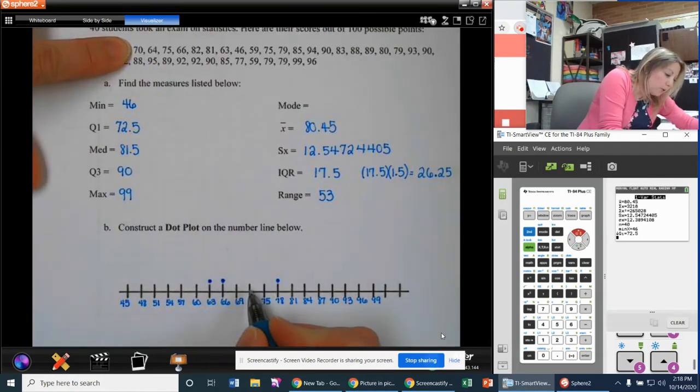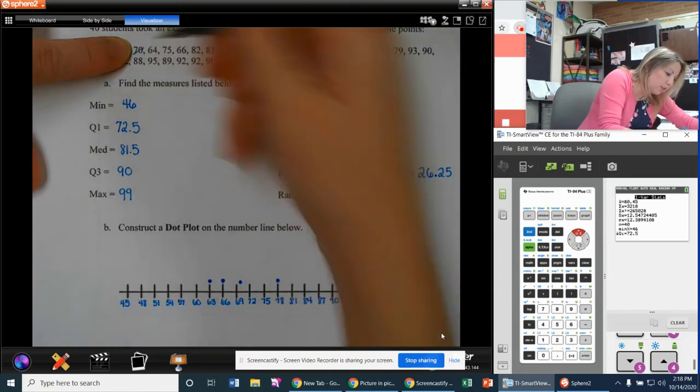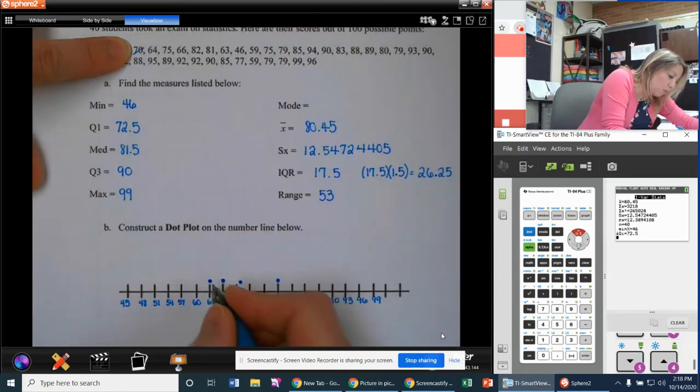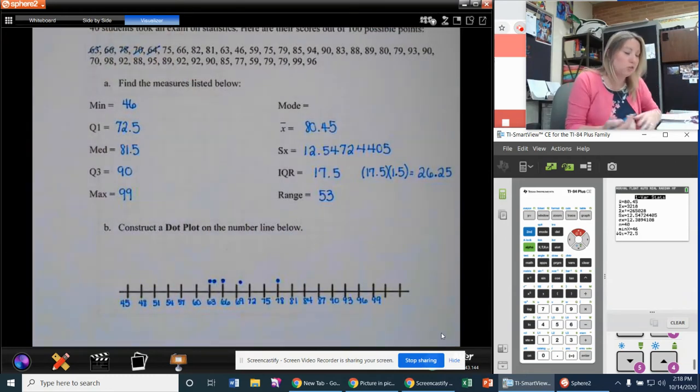Now, if we think about it, there's 1, 2, and then the 3, right? So here is where 70 would be. All right. So you kind of have to think of it this way. Like 64, well, here's 63, here's 64 right here. There's where 65 would fit. And so that's how you kind of want to do this.